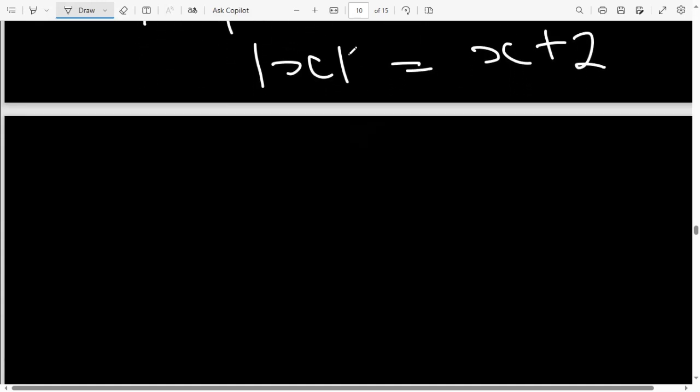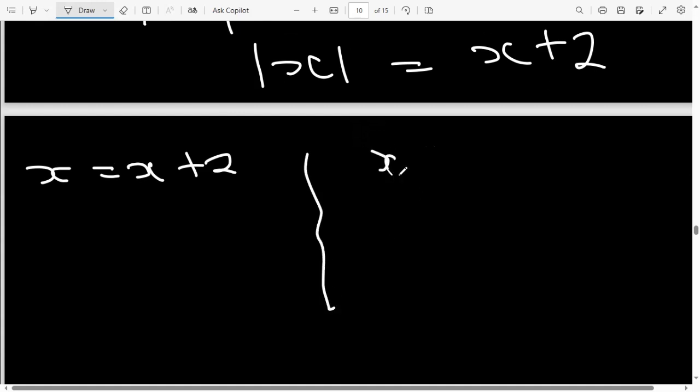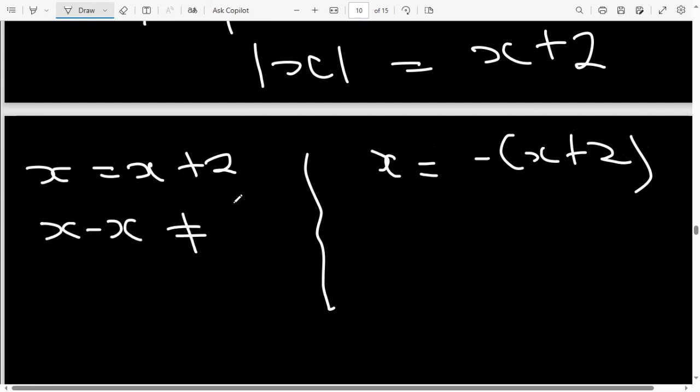Okay, and then from here we're going to get two equations. The first one will be x is equal to x plus 2. Then the other one will be x is equal to, and then we include a negative here, so negative x plus 2. Okay, so that is what we have. From here we see that this one is not going to give us any answer because 0 is not equal to 2. But this one here will give us an answer.